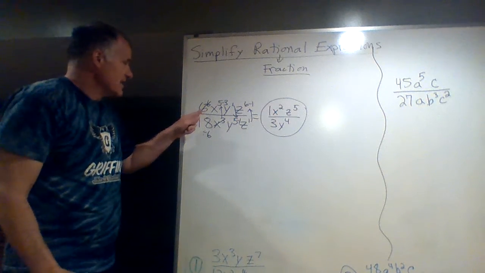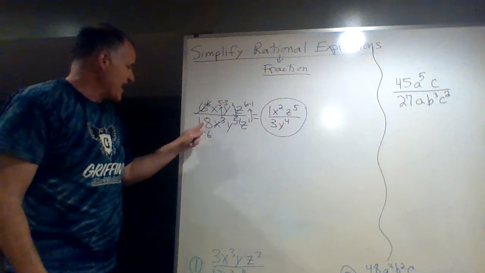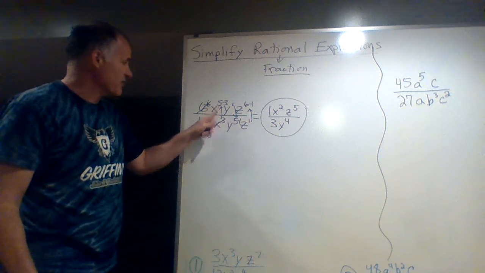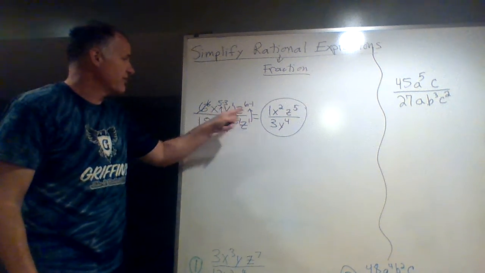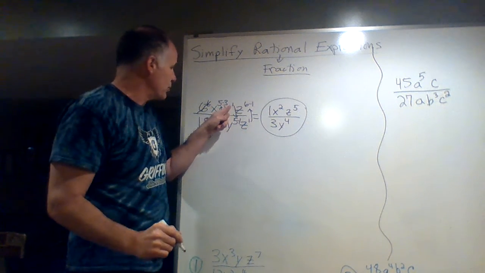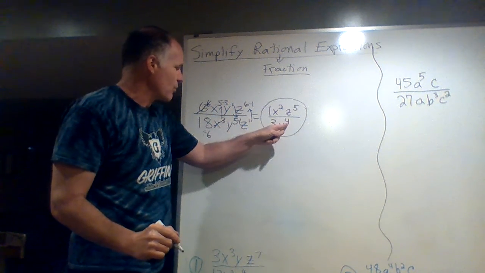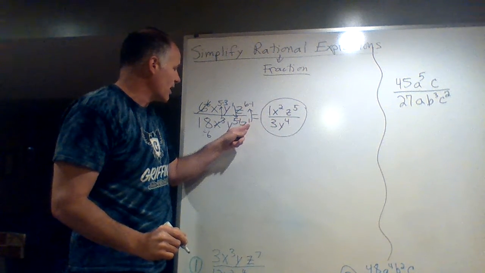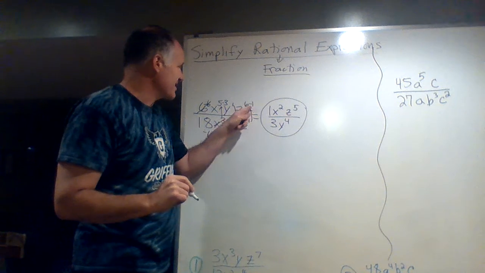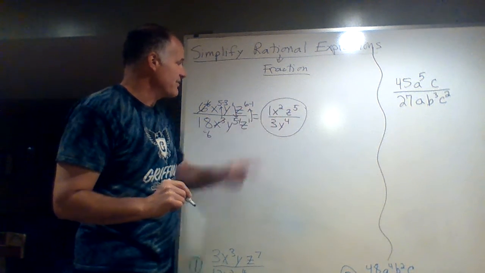So again, 6 divided by 6 is 1, 18 divided by 6 is 3. The smaller power goes up and subtracts from the bigger power, so 3 take away from 5 leaves x squared. The y, that wasn't there, but I put a 1, 1 take away from 5 leaves a y to the fourth. The z, I had to put that 1 there, subtract from the z to the sixth. 6 minus 1 is z to the fifth.